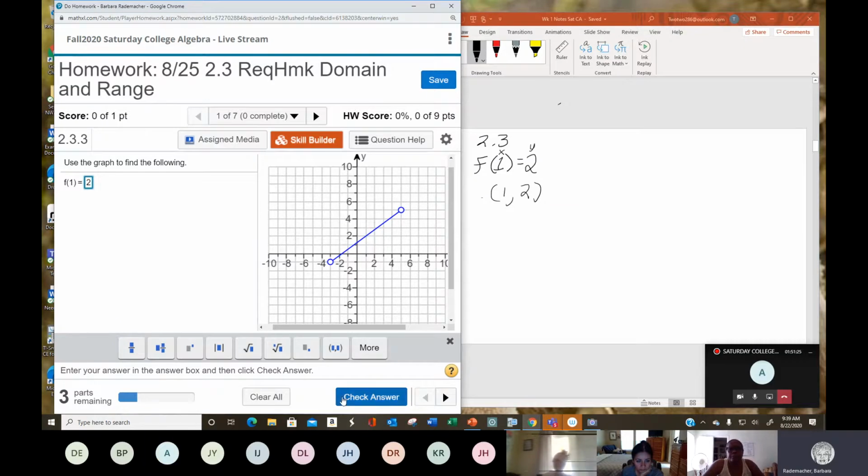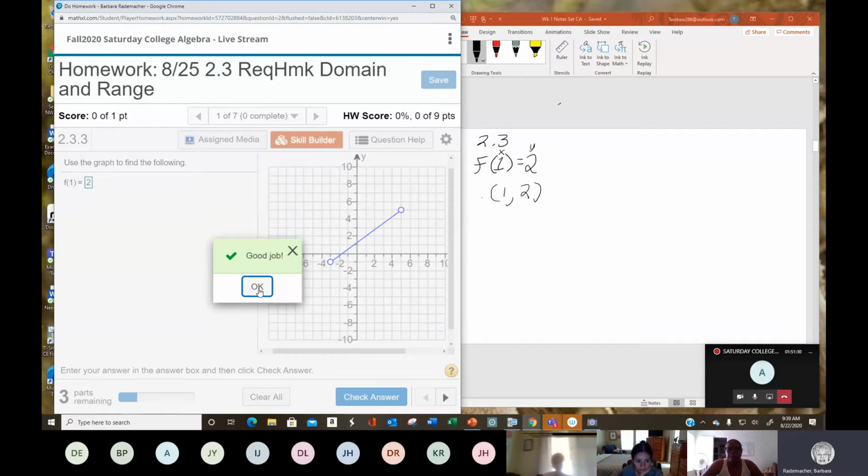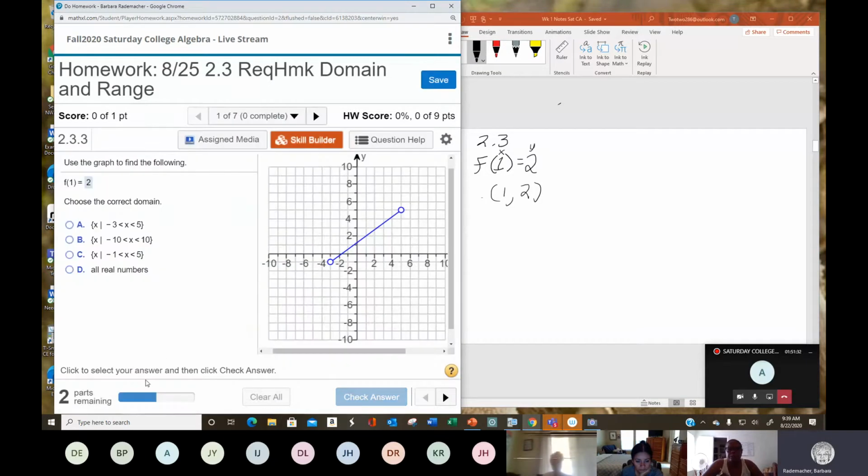Now, these meanies are asking us something else. Let's see what it is. Good job, I like that. Now, let's talk about what makes this difficult. It's asking us for the domain of this. We've got an open circle down here and an open circle up here.